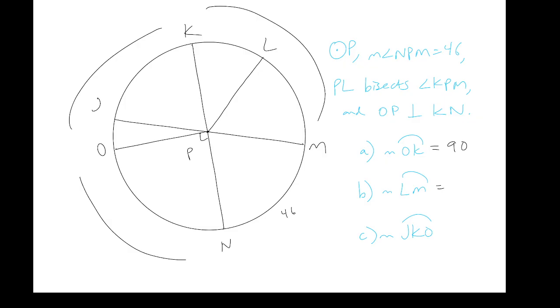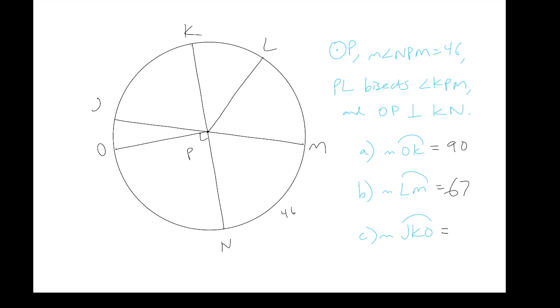Not able to erase these guys. There we go. Okay. 90 plus 90 is 180. Plus 46 is 226. We're going to back out of 360, which will give us 134. And then we are just going to divide that by 2 since this is bisected. Then that will be 67.